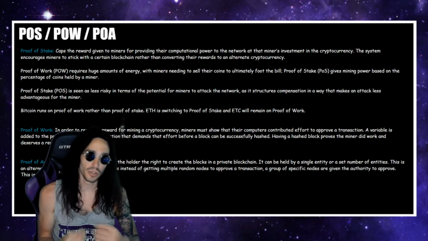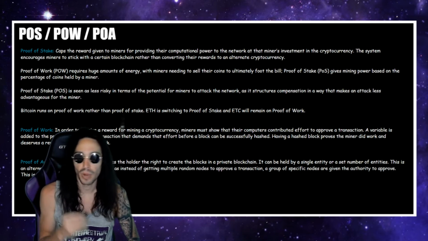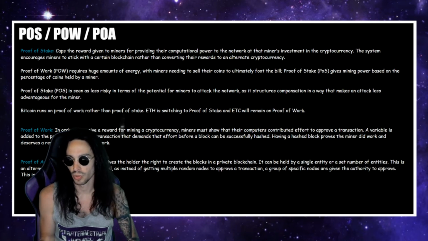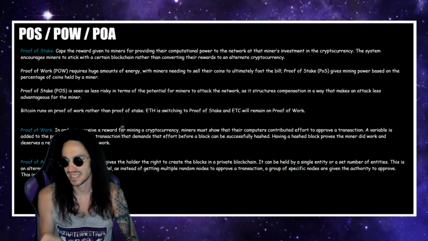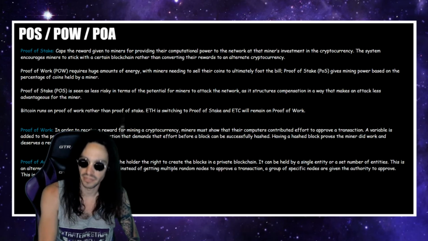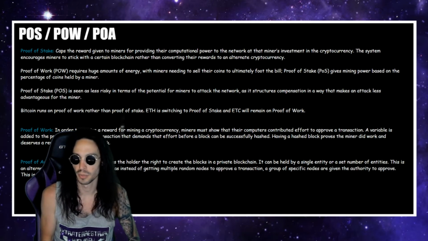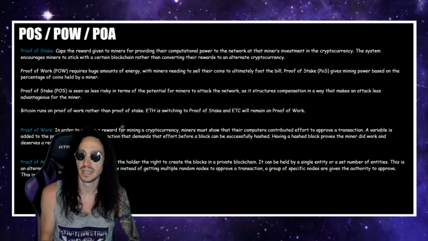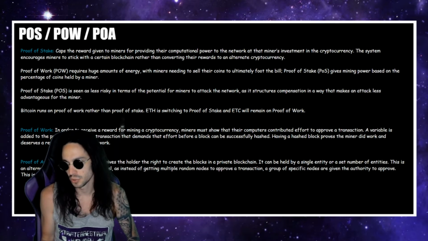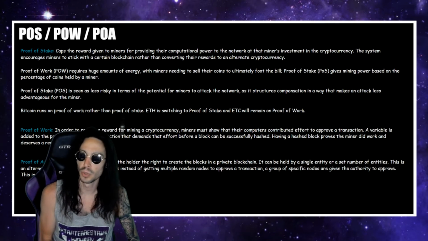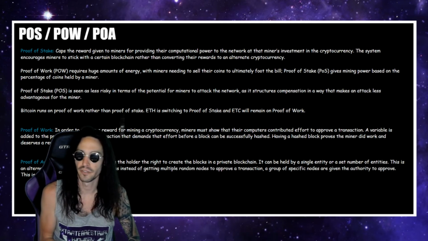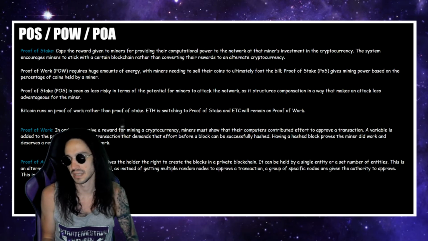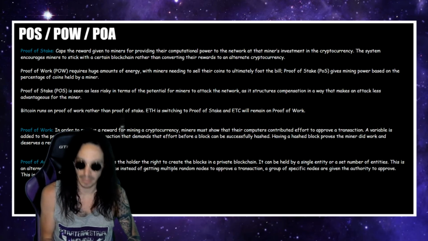And the third one, proof of authority, is a private key that gives the holder the right to create the blocks in a private blockchain. It can be held by a single entity or a set number of entities. This is an alternative to the proof of work model. Instead of getting multiple random nodes to approve a transaction, a group of specific nodes are given that authority to approve it. It's a far faster method, but it's not nearly as utilized in the crypto space as proof of work or proof of stake.